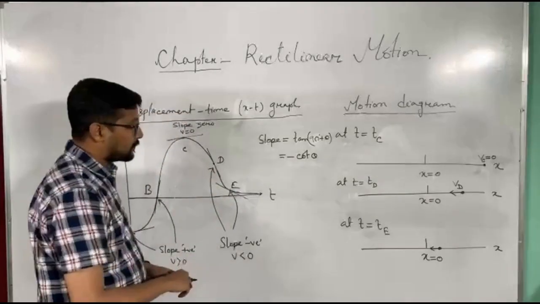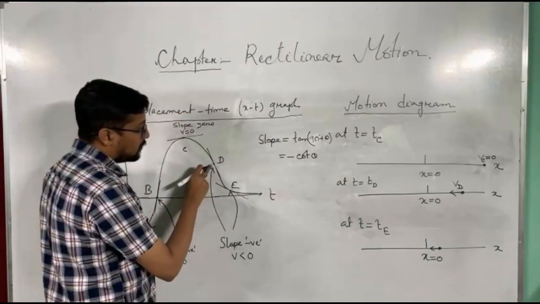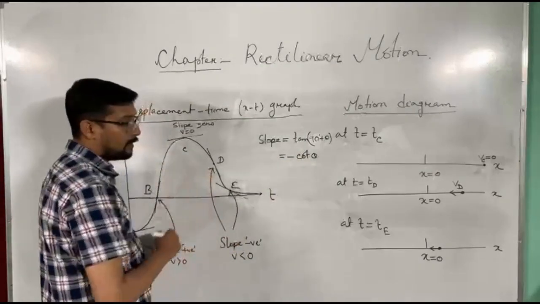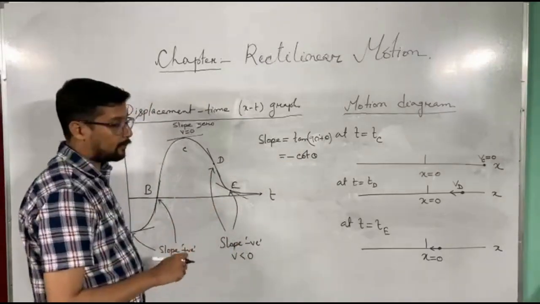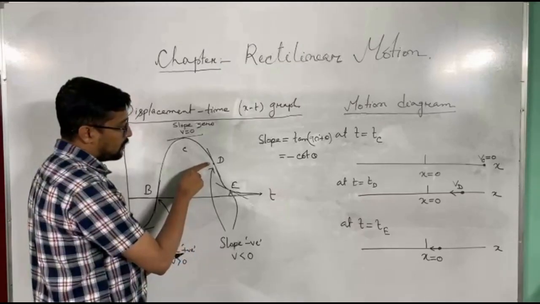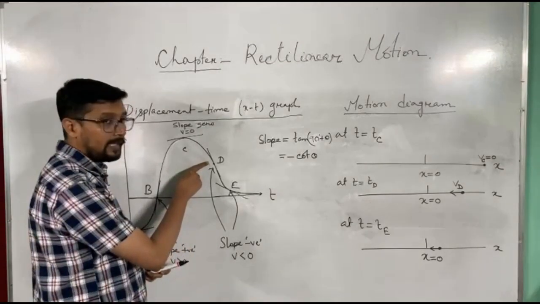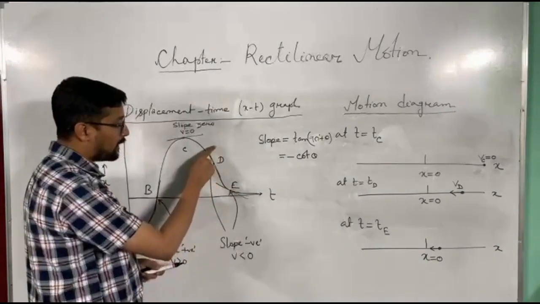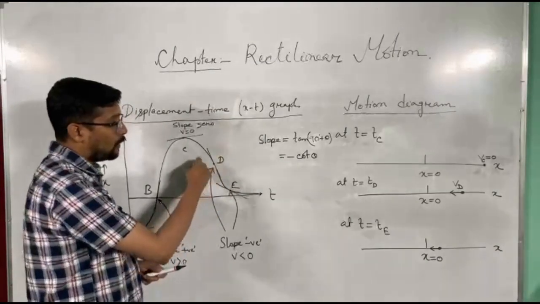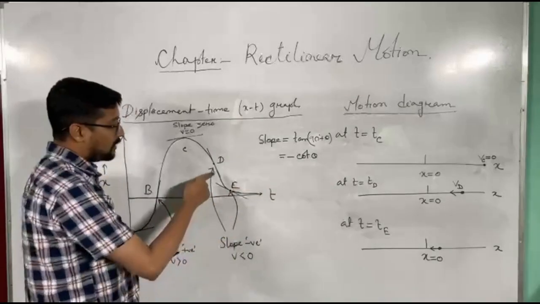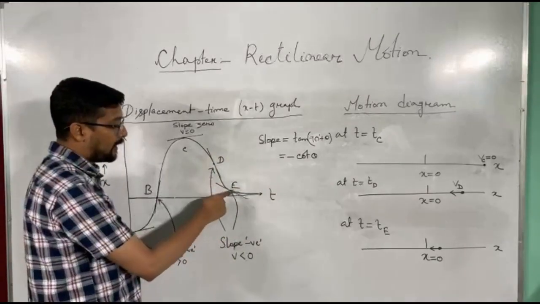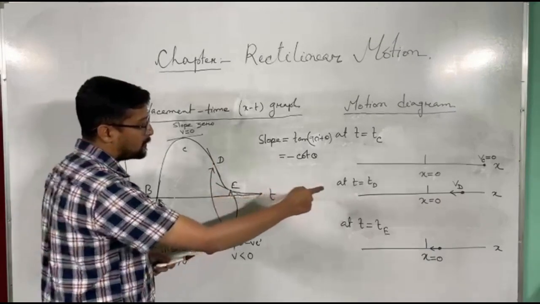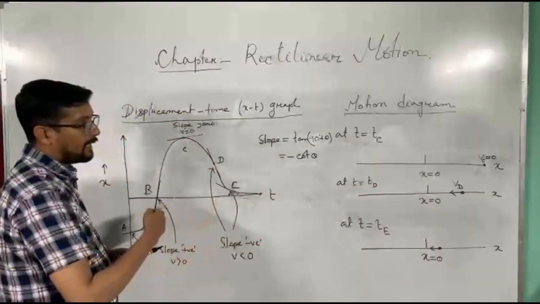For both these cases, the value will be a higher negative value at D than at E. That means velocity is more negative here than at E. That means the magnitude of the velocity, although it is moving in the negative x direction, is higher here than at E. But both at D and E, the object is moving in the negative x direction.